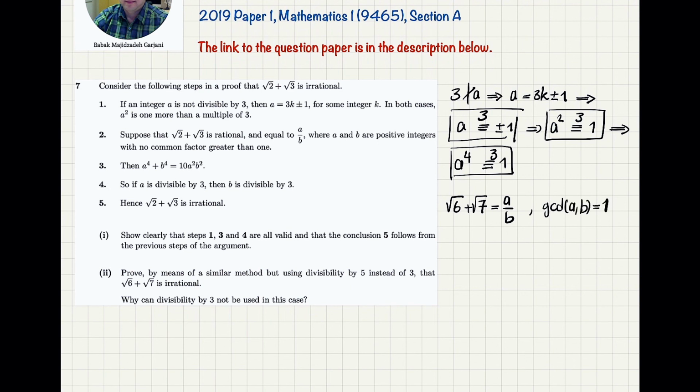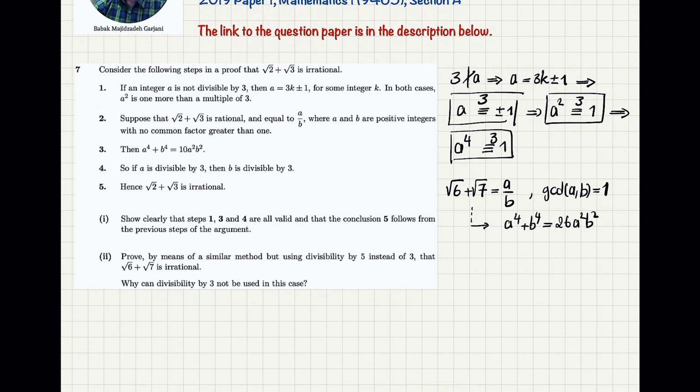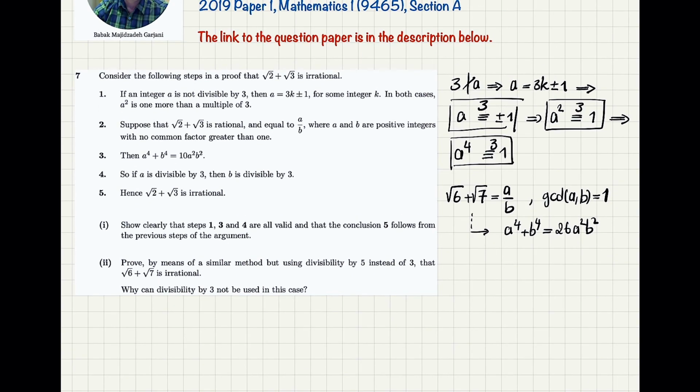And then you continue again as before, and then you get a to the 4 plus b to the 4 is equal to 26a squared b squared, as we have done so far. And then you want to come to a contradiction. So it means that I will have 4 possibilities, if I want to do everything based on divisibility by 3. So the cases that I would need to consider and rule out would be these cases.